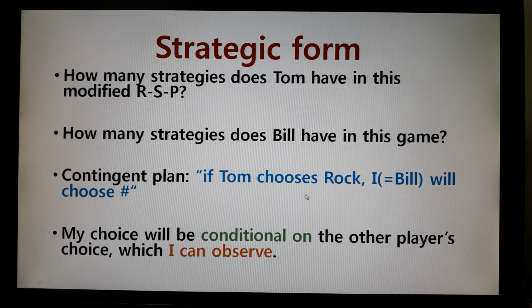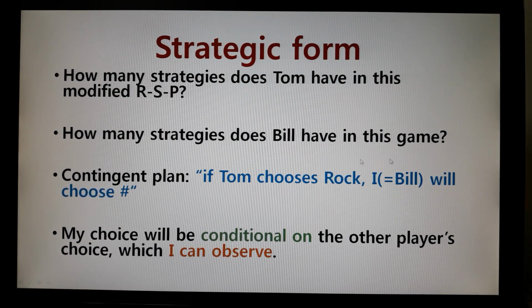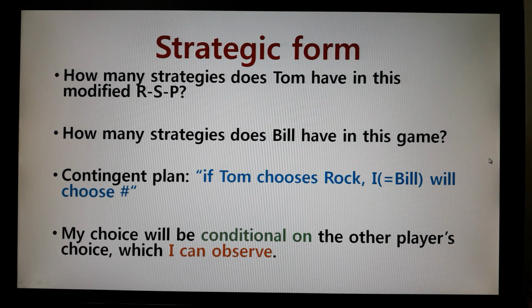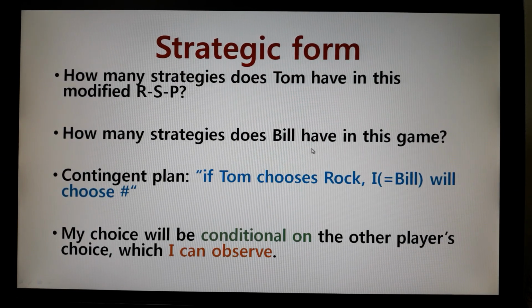Some people say Bill has 1 strategy. Why? Because if Tom chooses rock, Bill would choose paper; scissor, rock; paper, scissor. So he only has 1 strategy. That's not true. That is the winning strategy. Bill has 1 winning strategy, but that does not mean Bill has only 1 strategy. Here you have to learn the contingency concept.